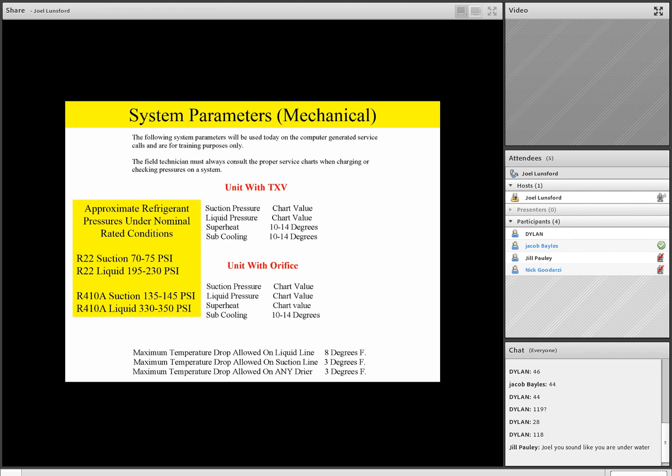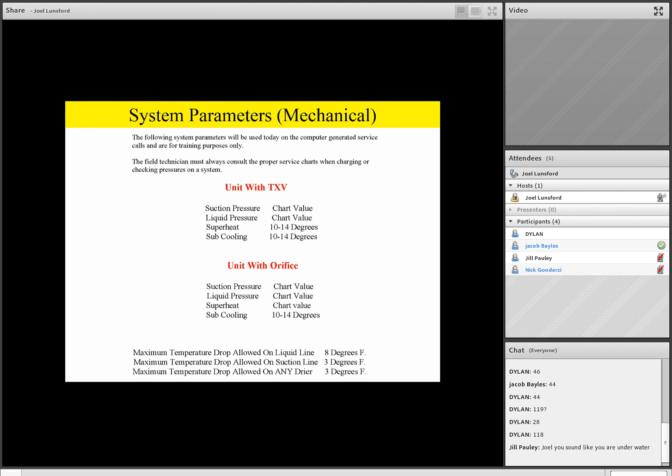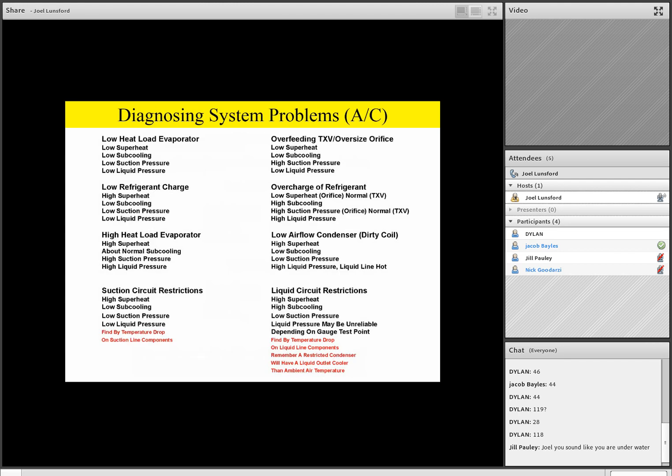Okay. All right. The next little sheet we're going to overview is our diagnosing system problems for AC. And these are classic, typical service scenarios. So let's do one real quick. And please keep this little handout off to the side to jar your memory as we start doing some service calls together today.